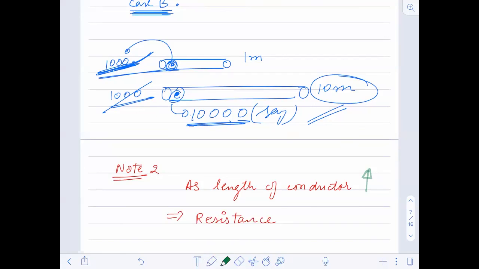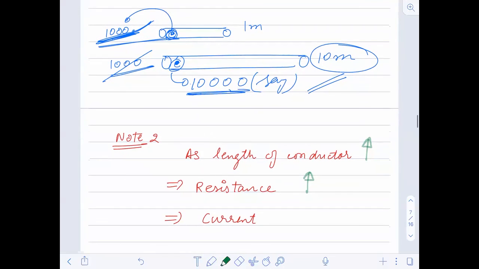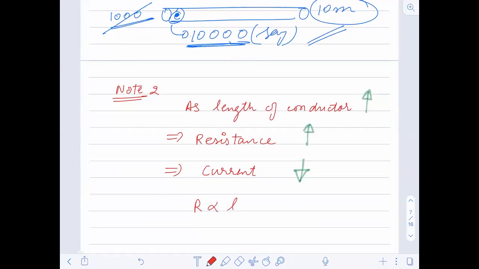Resistance increases. What will happen to current? I need current. Resistance is increasing, current is decreasing. Very good, current decreases. So can I write here that resistance is directly proportional to length? Can I write it like this?